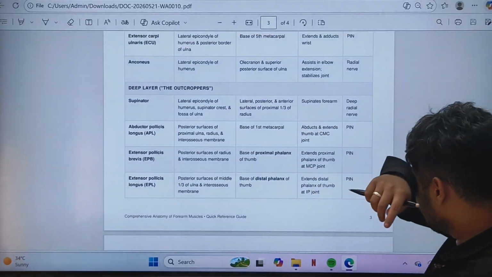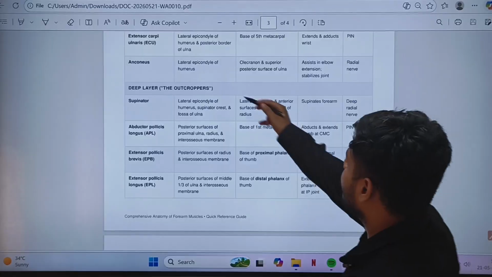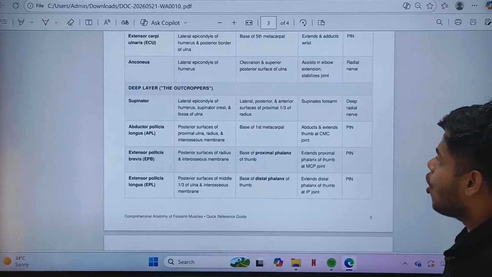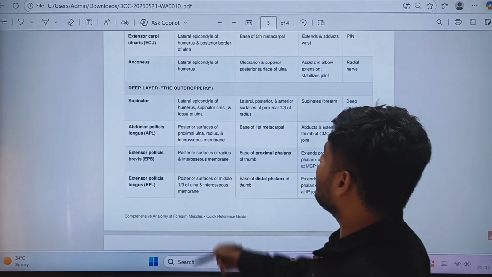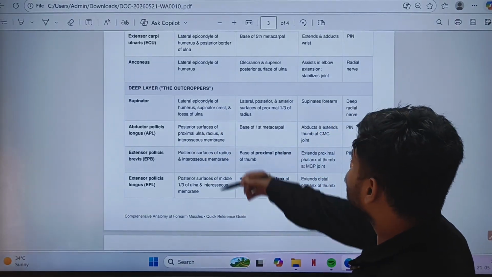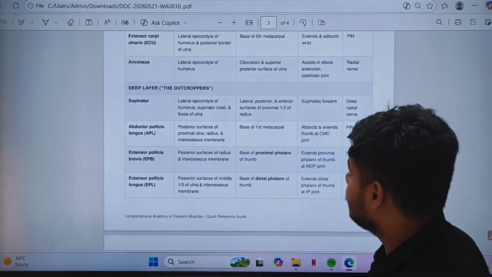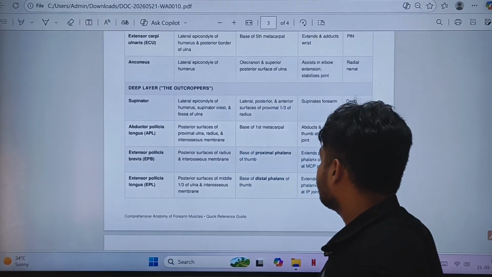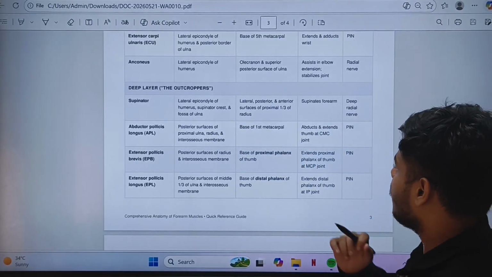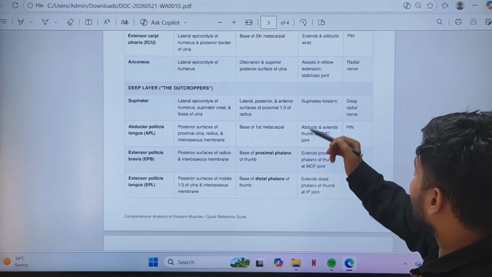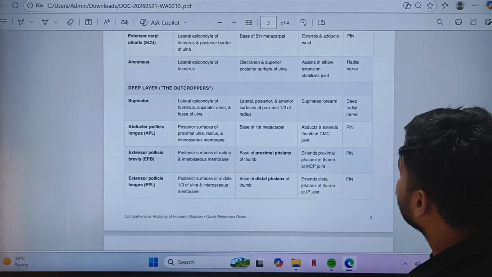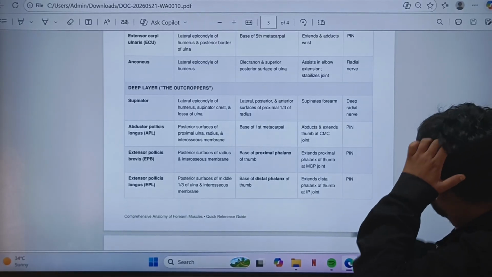Now the deep layers. It is a mnemonic. We will learn further what the meaning of that mnemonic is: outcroppers. So, supinator. The supinator muscle is a deep muscle of the extensor compartment. It originates from the lateral epicondyle of the humerus, and the supinator crest and fossa of the ulna. It inserts on the lateral, posterior and anterior surface of the proximal 1/3 of the radius, and it's supplied by the deep radial nerve.